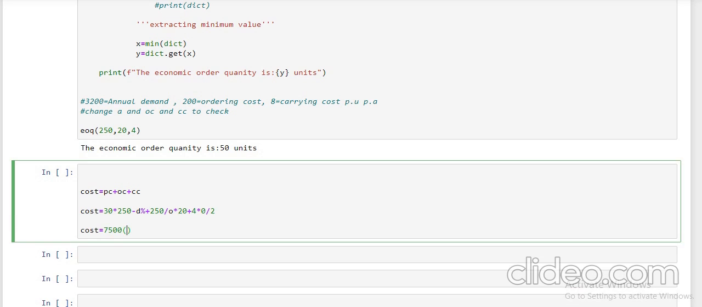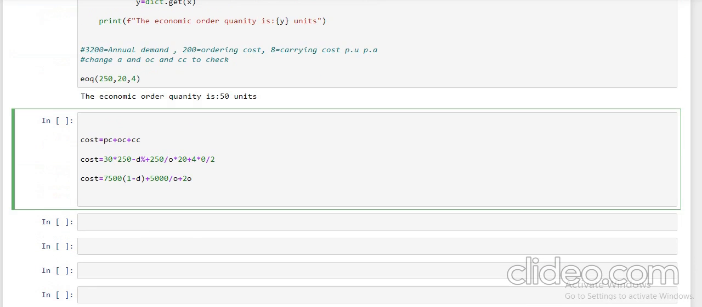Now remember the d percent. Instead of writing it like this, we can also write it differently. If the discount is 10%, then the value will be 0.90 of the original, correct? So we can write 1 minus d to get the new value after discount. That's what we want. Plus 250 times 20, which is 5,000, divided by O, and then 4 times O by 2. That's it. Now we have got this.